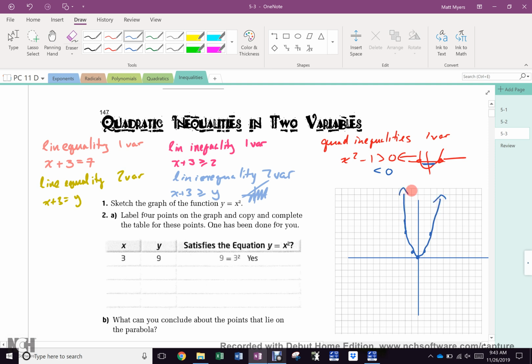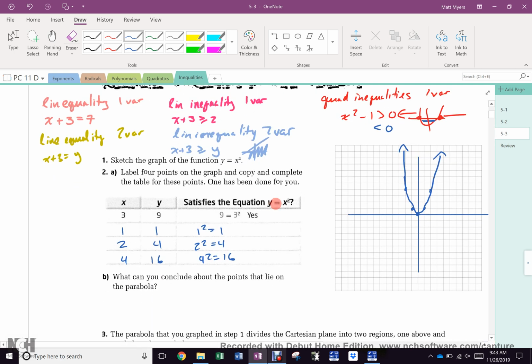Very first thing we ever did. Right? And we've proved this many times. Pick any points on the graph. When x was 1, y was 1, because 1 squared equals 1. When x was 2, y was 4, because 2 squared equals 4. When x was 3, y was 9, and when x is 4, y was 16, because 4 squared equals 16. We all know this from our last unit, right? Okay, the only difference now is it's not going to be equals anymore.